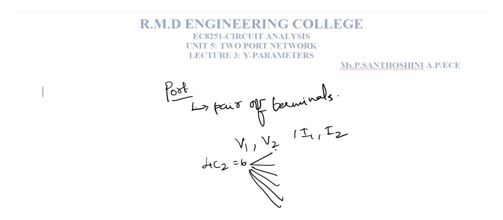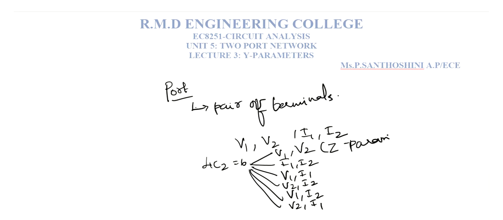We already saw this. Write the 6 combinations of these four letters. One will be V1, V2. Second will be I1, I2, and then V1 followed by I1, V2 followed by I2, and finally V1 comma I2 and V2 comma I1. These are the 6 parameters. V1 comma V2 we call Z parameters, whose other name is open circuit impedance, and I1 I2 we call short circuit admittance. That is your Y parameters.